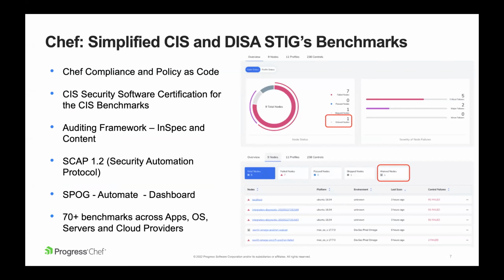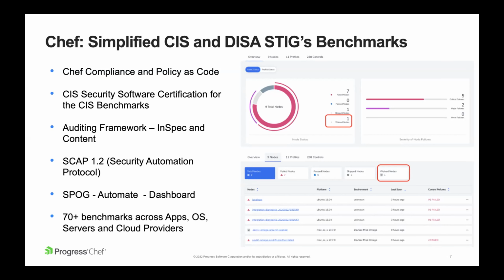In fact, Chef has been awarded the CIS security software certification for the CIS benchmarks. We also have a dedicated team that utilizes our Chef auditing language, which is Chef InSpec, to create content specific to the CIS and STIG benchmarks, and we keep them updated as and when new benchmarks are released. Chef also utilizes a security automation protocol compliant scanning engine, which is one of the well-known scanning engines, to monitor your target systems against the CIS baseline.